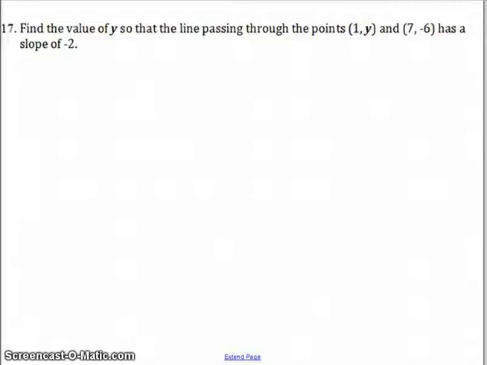Hello Algebra 1. This video lesson continues with the quiz corrections that I talked about in the first part of the video. We're picking up with question 17. As I said, this was probably the hardest question on the quiz. And you were supposed to find what y is here. And it does tell you the slope, and that the slope is -2.